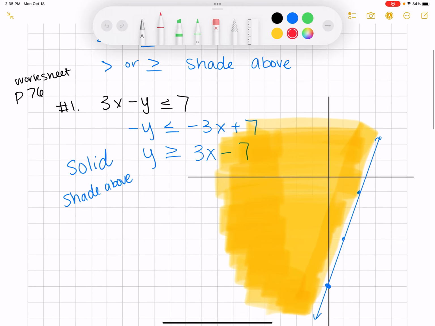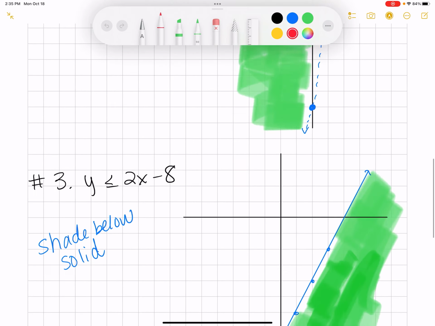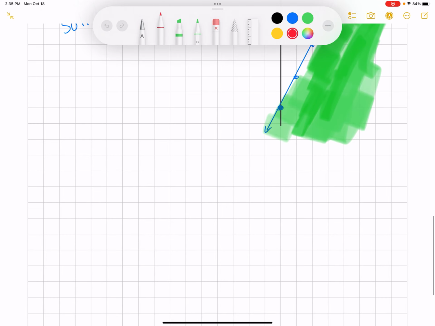So we walked through 1, 2, and 3 the other day. I'm going to go ahead and do 4, and then we'll go from there. All right, so 4, we have 4x plus 5y is greater than 2.